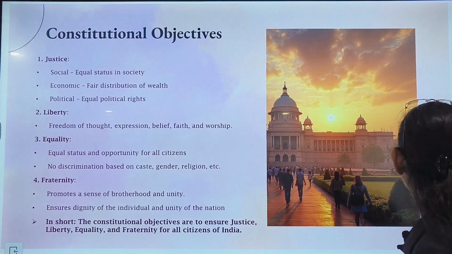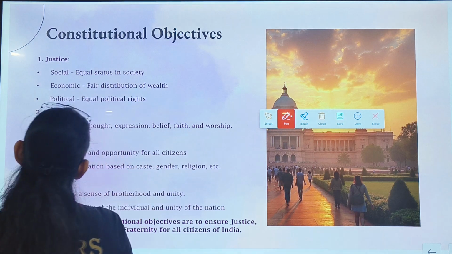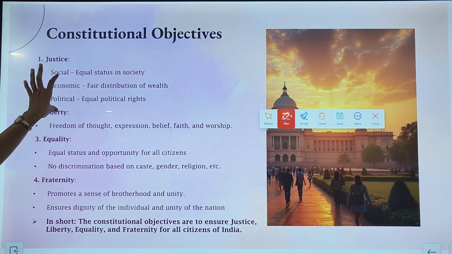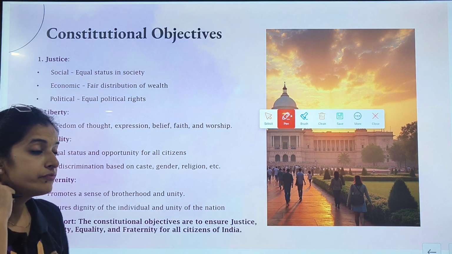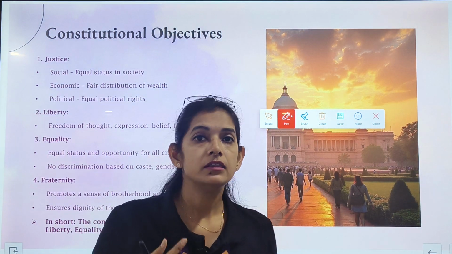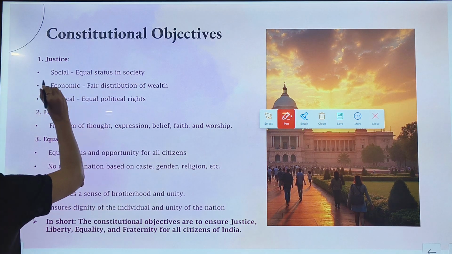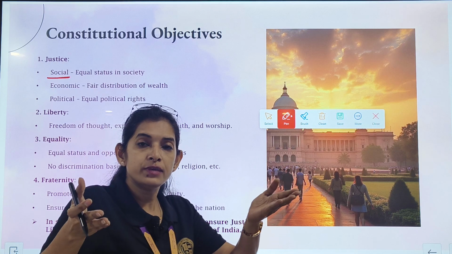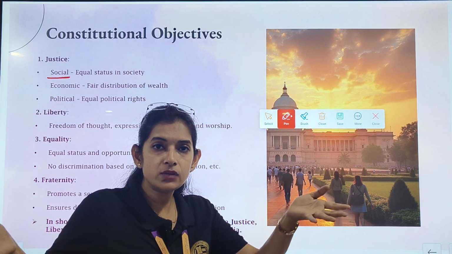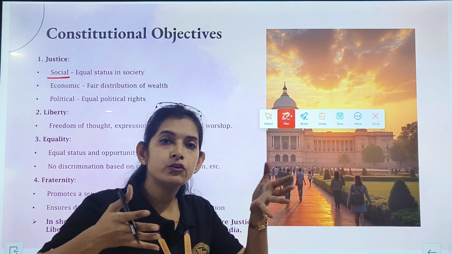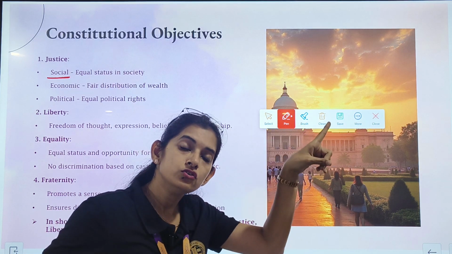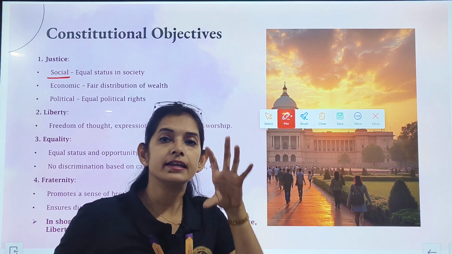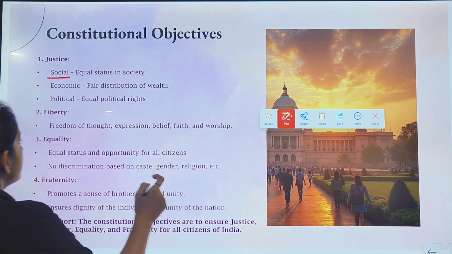Next, what are the objectives of making the constitution? First of all, providing justice. We have already discussed it in the previous slide, but where does the justice have to be provided? The justice has to be provided in the society. That means equal status should be given to all the individuals. If they are getting discriminated against on any basis, they can move to the judiciary, they can move to court if their rights are getting hampered or if their rights are getting violated. Clear?